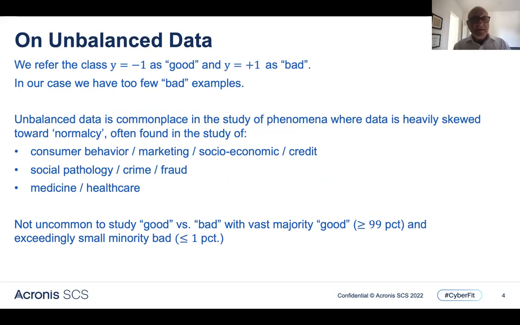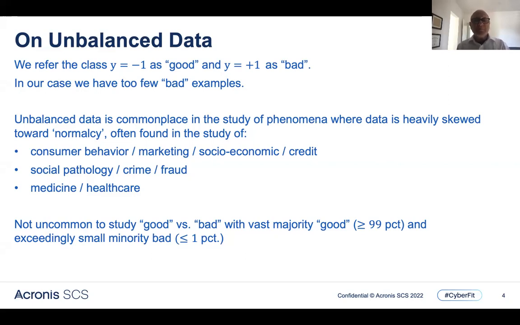In our case, and again, it's somewhat arbitrary, we regard the class that is labeled as -1 as good, and the class labeled as +1 as bad. Of course, one may choose otherwise to label the good as +1 and the bad as -1, but it's completely arbitrary. In our case, we have too few bad examples.